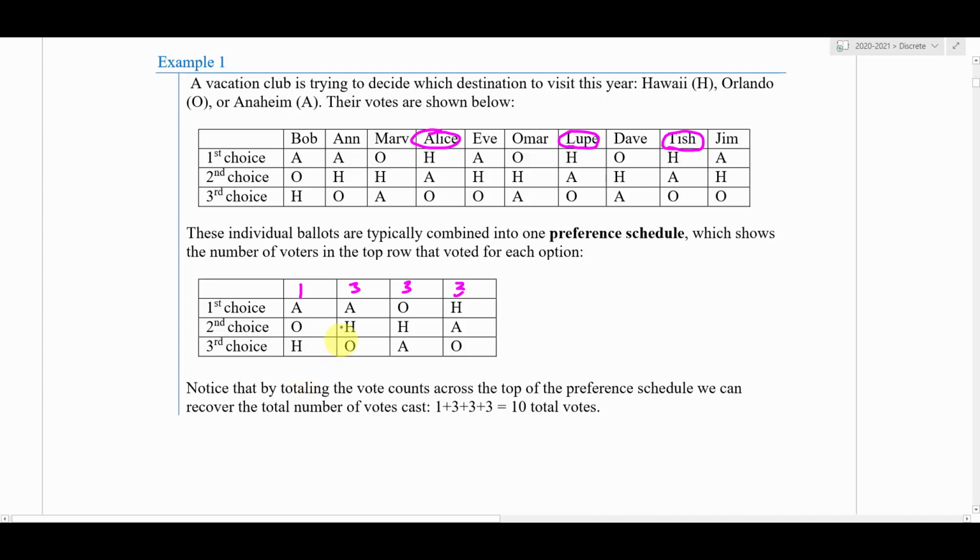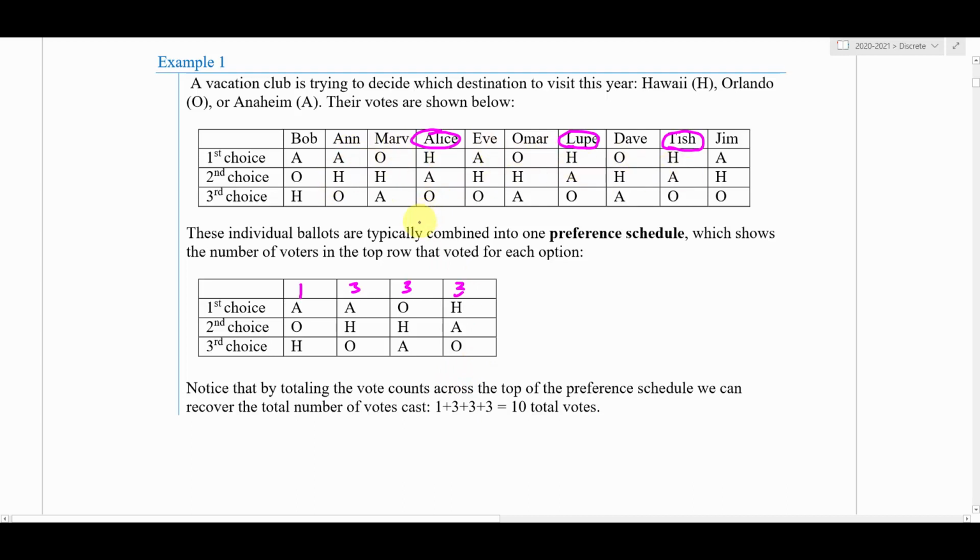Now, if we total the number of votes going across, just to make sure that I got everybody. Remember, I said there were 10 people in the club. So I have 3, 6, 9, 10. If I add those all together, I get my 10 total votes. And I always do that at the end just to make sure that I got everyone accounted for, so I don't miss any of the individual preference ballots that were submitted.